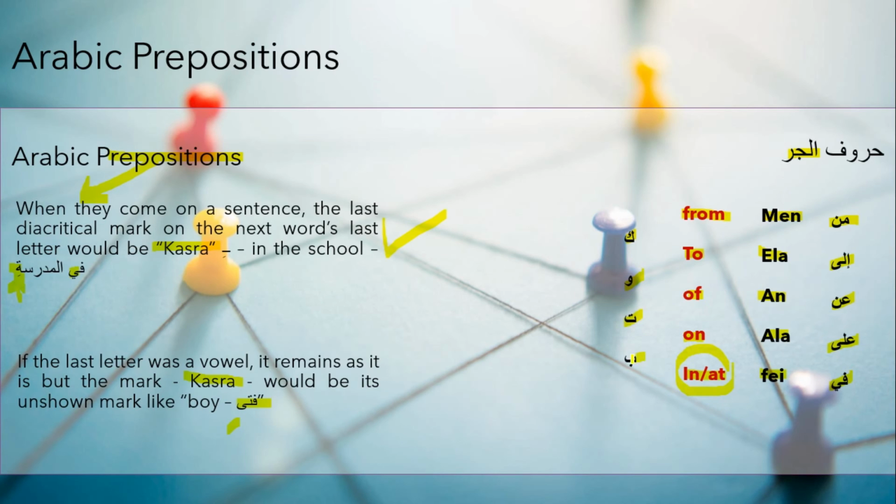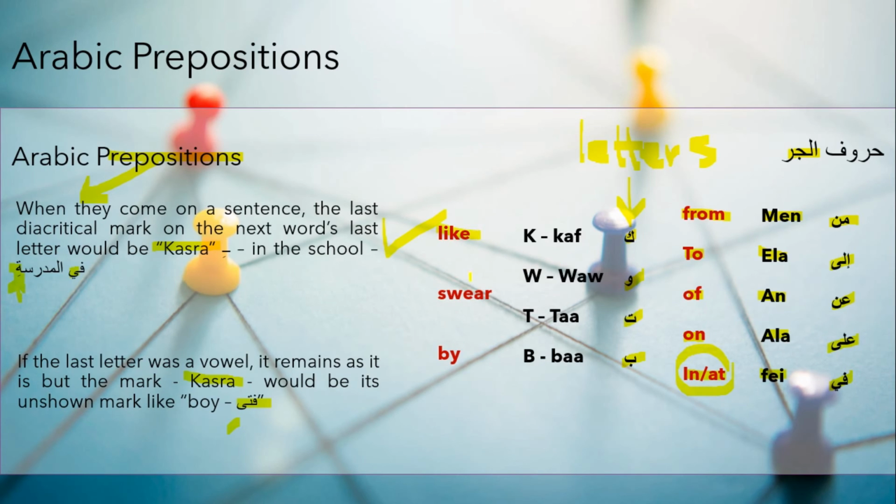Their equivalents in English. As you can see here, kaf, waw, ta, ba, those are letters, but we are using those letters to connect them with the verbs or with the nouns to give the same effect that the حروف الجر are having on the next word. As we said, we use kaf to give a like, resemblance, and waw and ta to swear.